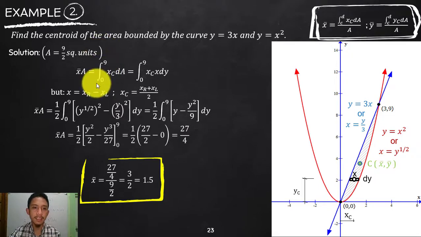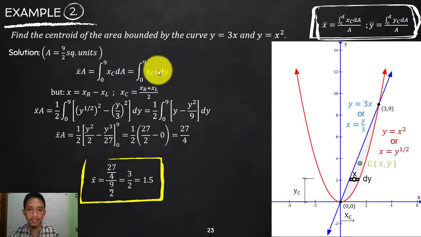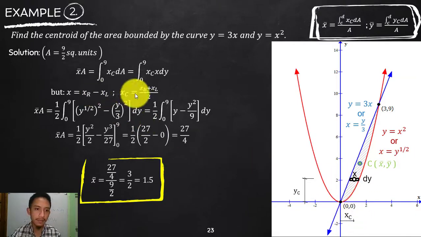So again, the integral here, since that is x bar, should be x sub c times the differential area. And that is horizontal, so x times dy. Okay, so what is the x sub c? Again, I cannot use x sub c as x, so I will be getting the average of x right, x left. And then I need to change that in terms of y, so x is x right, x left. If you multiply this one, this x sub c and x, you will end up with x_r squared minus x_l squared, isn't it?